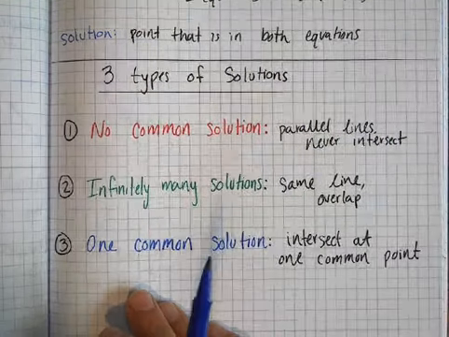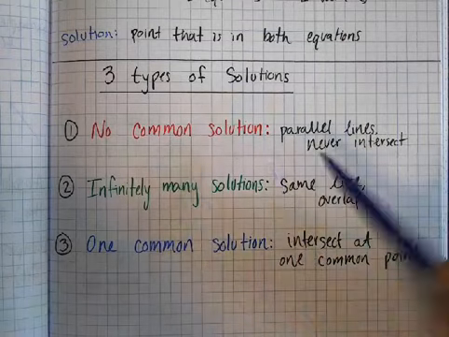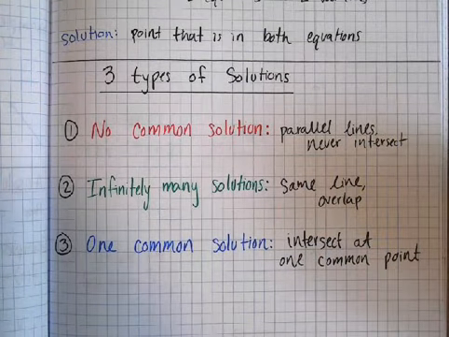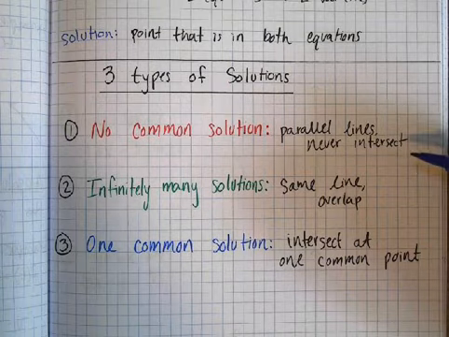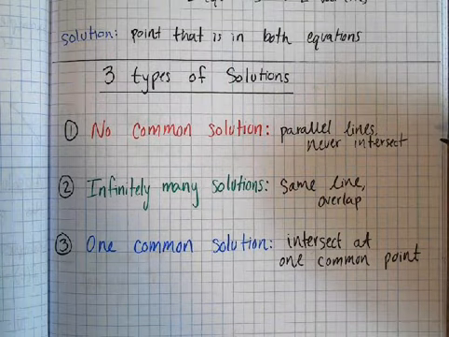We could have no common solution. That means we have parallel lines. They're never going to intersect, kind of like the interstate. Those two things never intersect.